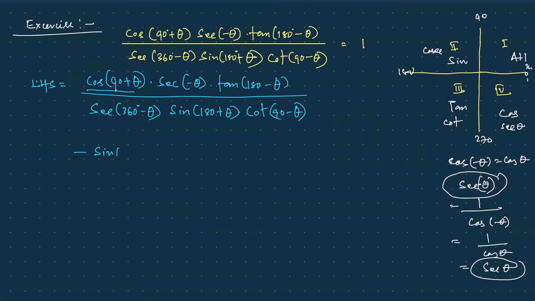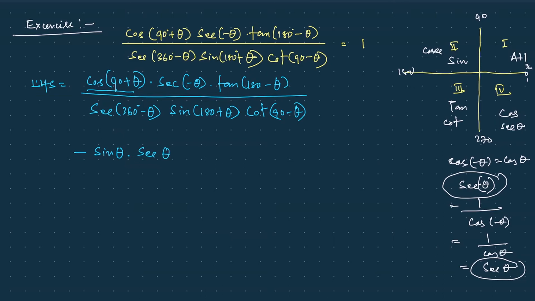Okay, now I am going to write negative sin theta, into, next go for this one. This is sec of minus theta, but here we have proved that sec of minus theta is equal to sec theta. So instead of this one I am going to replace this with sec theta. So I am going to write down sec theta.